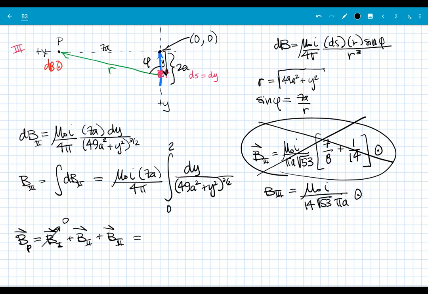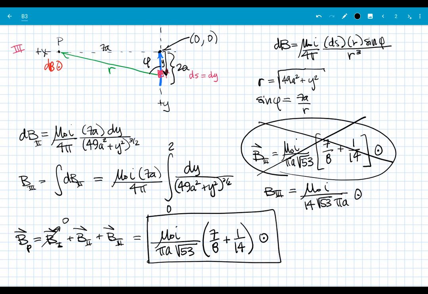So when I sum segment 2 and segment 3 to find the total B, that's when I get, so this is my final answer, mu naught I over pi a root 53, and now I'll have my 7/8 plus 1/14, and those just came from the different contributing terms. So this is my final answer here for B at point P.